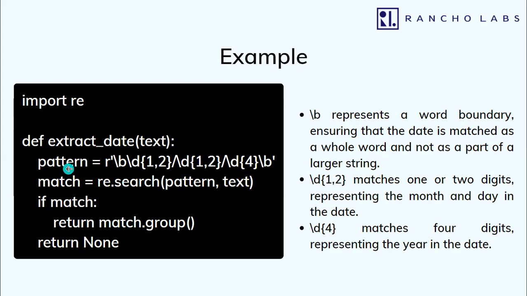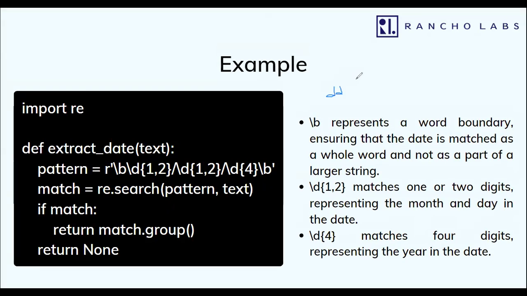Next we are initializing the pattern. pattern equals r. We should give r for regular expression, then the quotes. Slash b and slash b refer to the starting and ending of the pattern. Then after that we are giving the date. What will be the date? Here the pattern is like day, then slash, month, and then slash year.